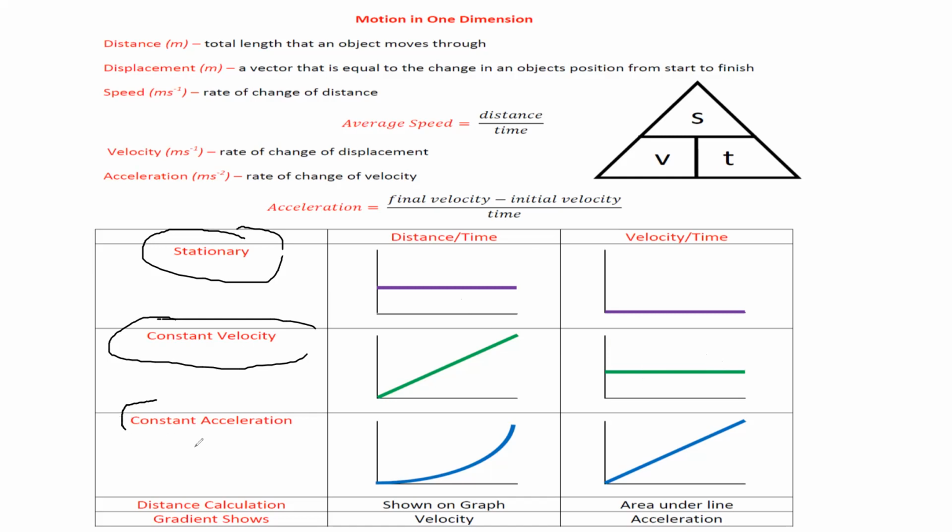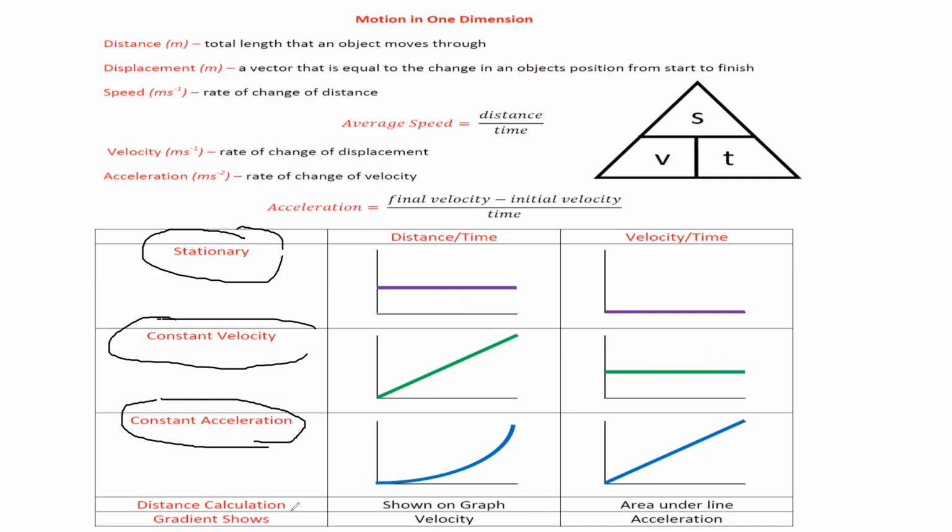If the object is having a constant acceleration, then for a displacement time graph the slope increases, which shows the velocity increases. But for a velocity time graph, it will be a constant gradient, showing that the acceleration is constant.